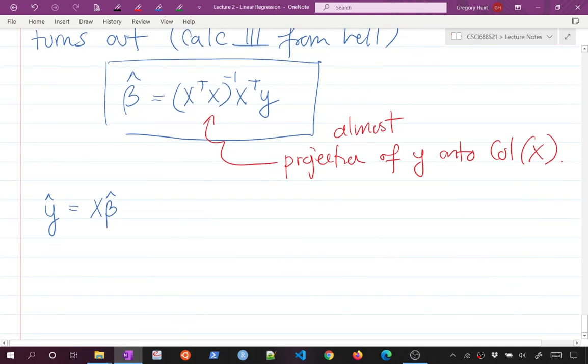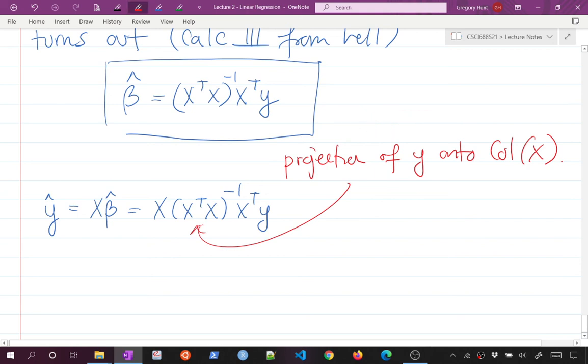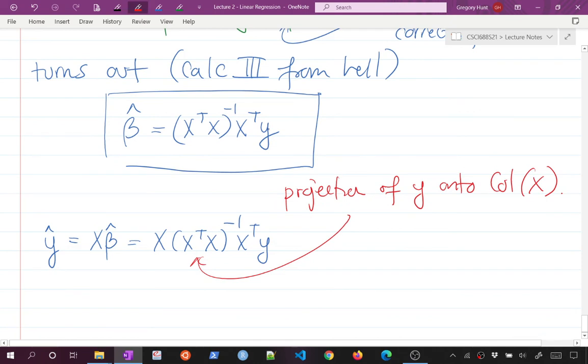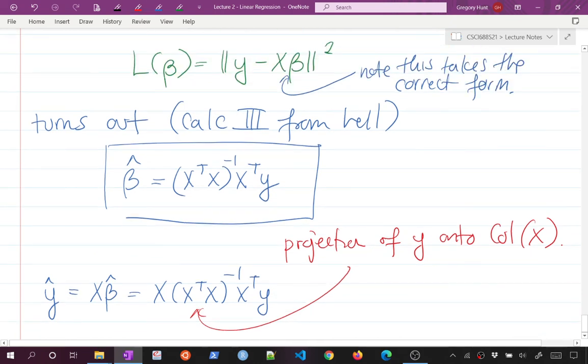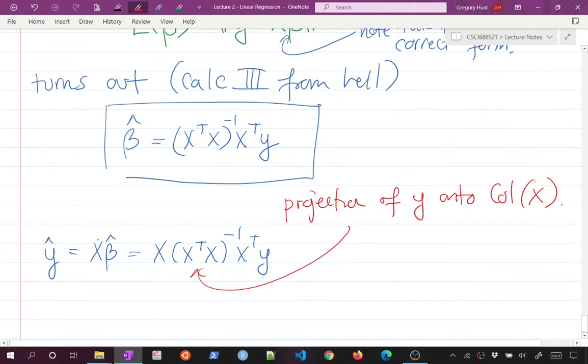And this would be the form. It would be x times x transpose x inverse x transpose y. We should really say that that is the projection onto the column space of x. So beta has kind of almost a projection. Turns out that if you want to get y hat, what you do is you multiply on the right by beta hat. That would then give you this, which is the projection. So it turns out y hat is the projection on the column space of x.